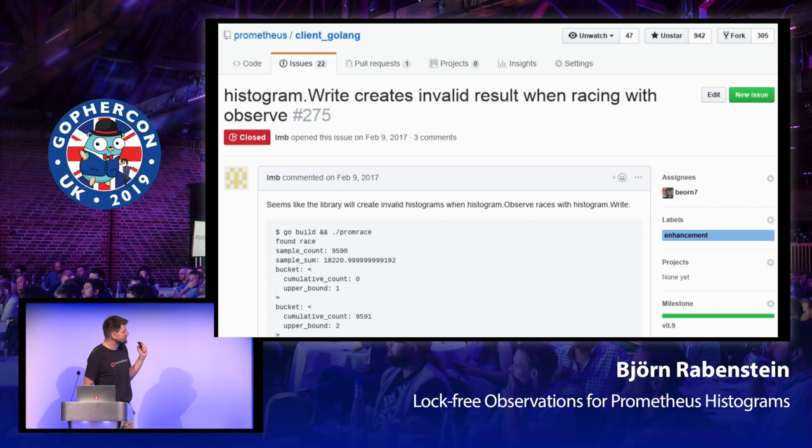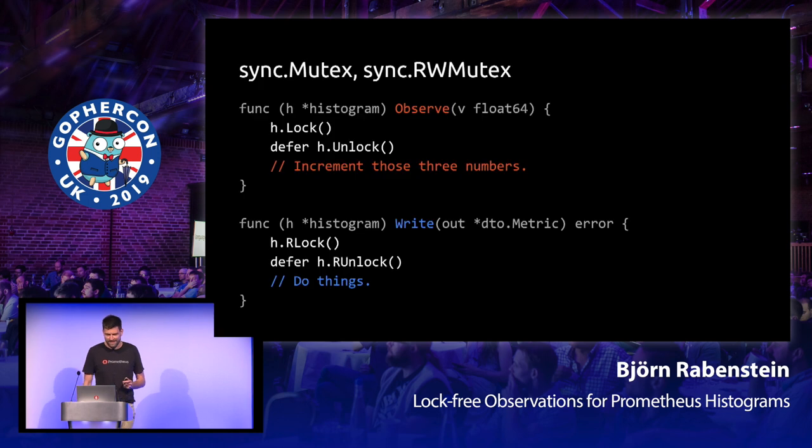Okay, naively, we used just atomic operations on those three numbers, and we thought this will be fine, right? Nobody will ever notice that there are inconsistent numbers now and then. But of course, if your monitoring system or your open source project is in widespread use, everything will be noticed at some point. And in 2017, somebody filed this bug: histogram write creates invalid results when racing with observe. Yeah, okay, so we had to do something about it. It's closed now, and that's why I'm standing here and can tell you about the solution.